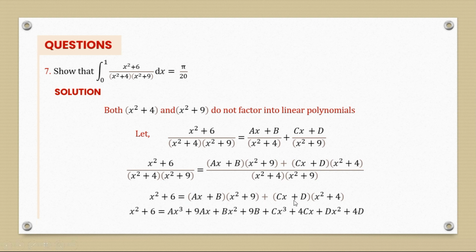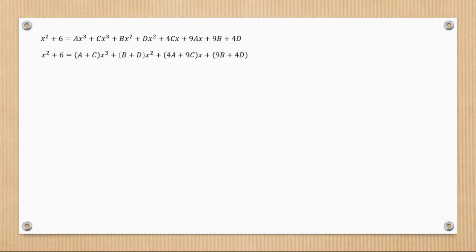So we have x squared plus 6 be equal to, when we multiply this bracket and this, we have ax cubed plus 9ax plus bx squared plus 9b. Then when we multiply these two brackets, we have cx cubed plus 4cx plus dx squared plus 4d. So now we're going to combine terms that have the same powers of x, and when you group them, this is what we end up having. So the next step is for us to equate corresponding coefficients on both sides.